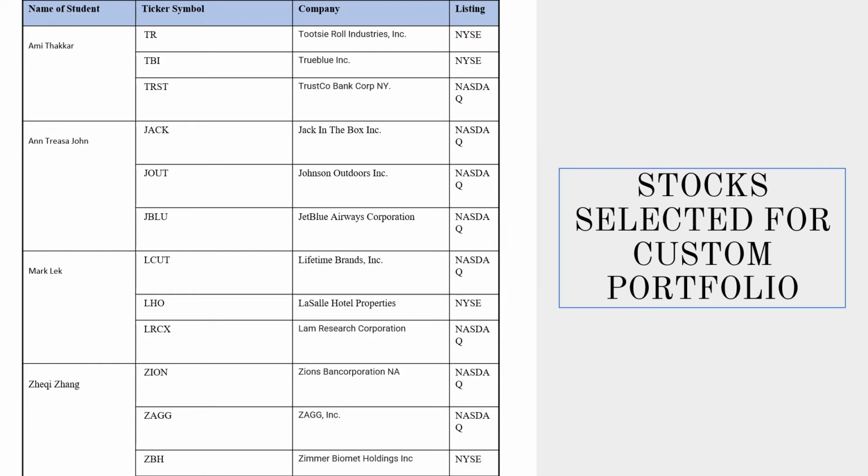Thanks, Ted, for the brief introduction. I will talk about stock ticker selection here. In our project, we have selected 3 tickers for each group member. It is selected randomly and based on the first letter of the last initial of each team member. In total, 12 tickers were selected. Here, 4 selected tickers belong to the NYSE index and the rest belong to the NASDAQ index.